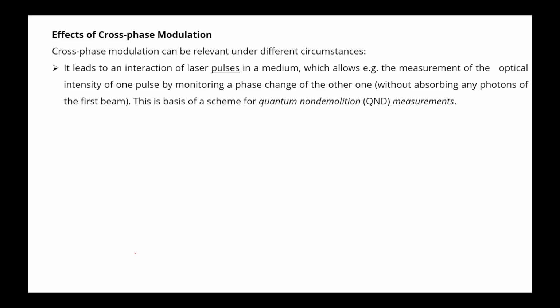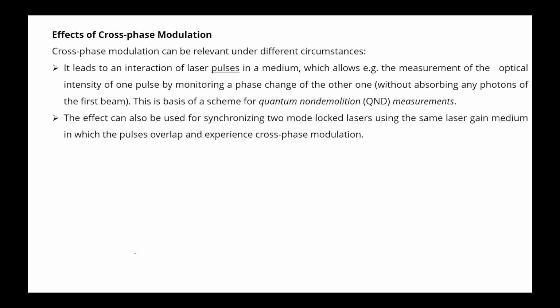This is based on quantum non-demolition measurement. What happens in this case is the interaction of the two signals in the medium. So we cannot distinguish the intensity of the first pulse from the intensity of the second pulse at the output side. Second, the effect can also be used to synchronize two mode-locked lasers using the same laser gain medium, in which the pulses overlap and experience cross phase modulation.